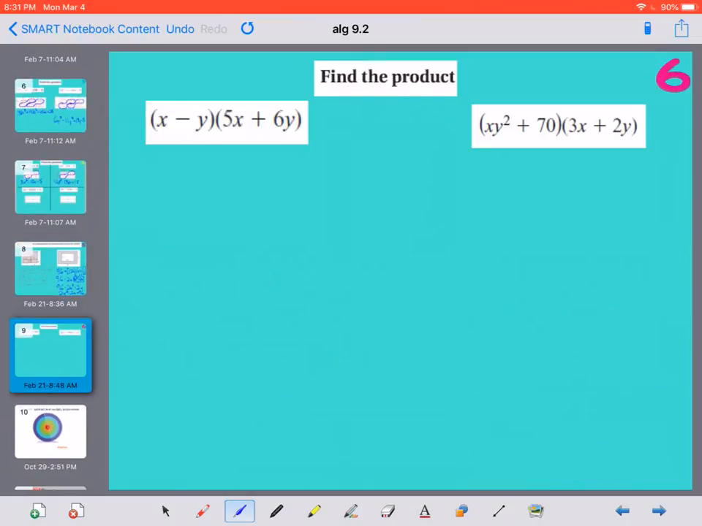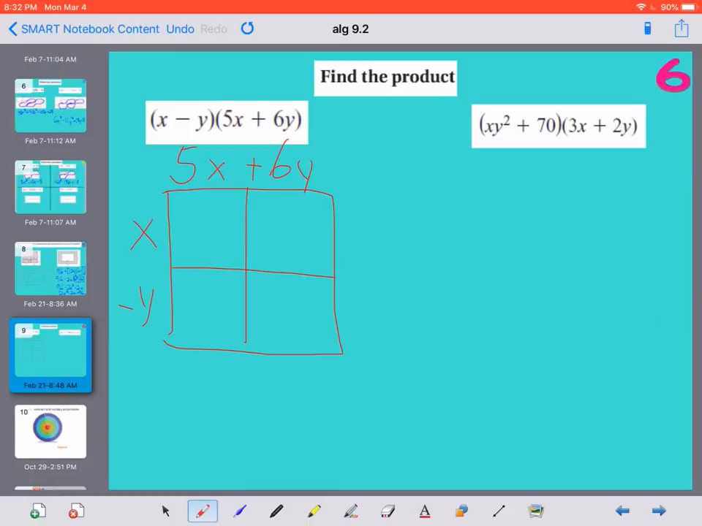Last one, we just need to make our own boxes here. So we have 1, 2, 3, 4 terms, 2 in each. So I'm going to draw a box with 4 openings. So we have x and negative y, and 5x plus 6y. So 5x times 1x is going to be 5. X times x is x squared. 5 times negative 1 is negative 5.